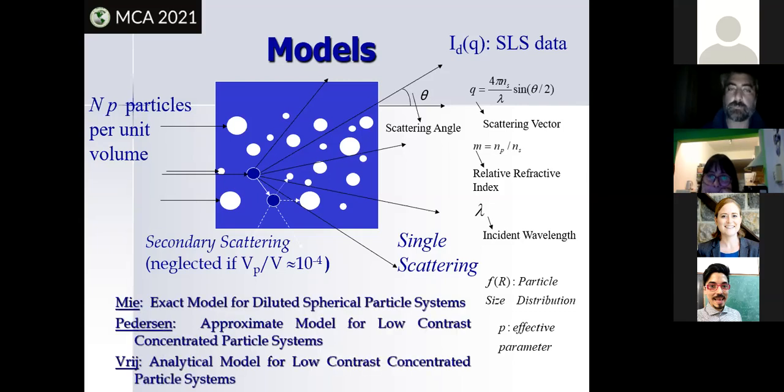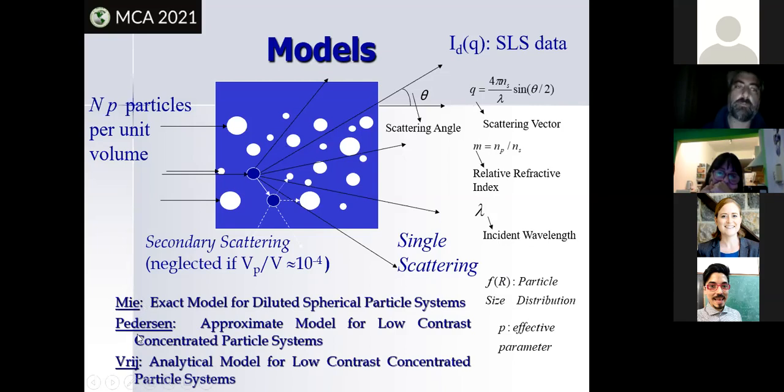So we have some parameters, like the scattering vector Q I mentioned before, the relative refractive index m, the incident wavelength lambda, and we will name the particle size distribution f(r).